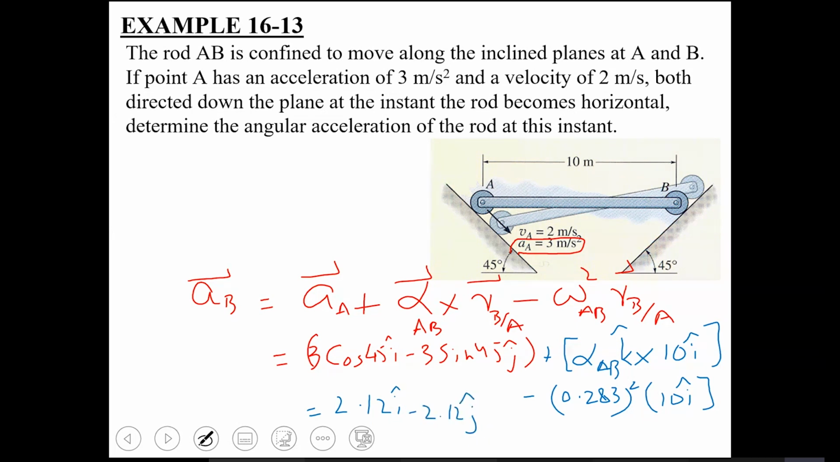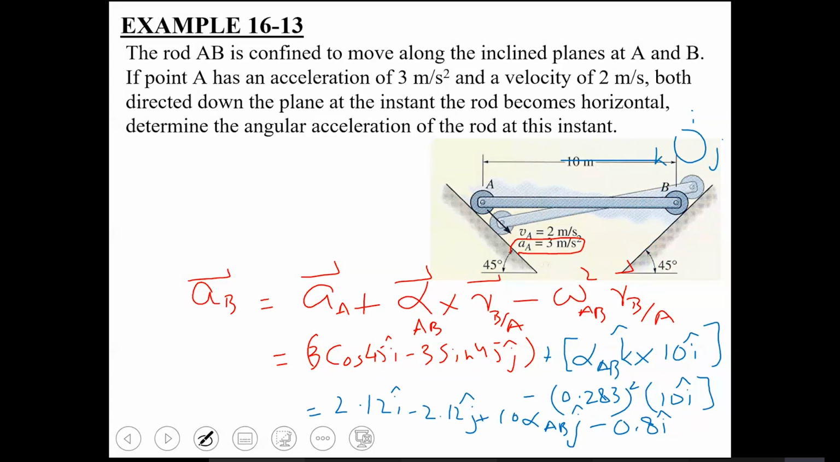2.12j. Alpha cross r के लिए आप वही smaller circle इस्तेमाल कर सकते हैं. It would be 10 alpha AB. What is k cross i? It is j. So आपने इसको प्लस 10 अल्फा AB j के तौर पे लिख लिया। इसी तरह 0.283 को स्क्वायर करके जब आप i के साथ मल्टीप्लाई करेंगे, it would become minus 0.8i. So the right hand side of this equation would become like this.